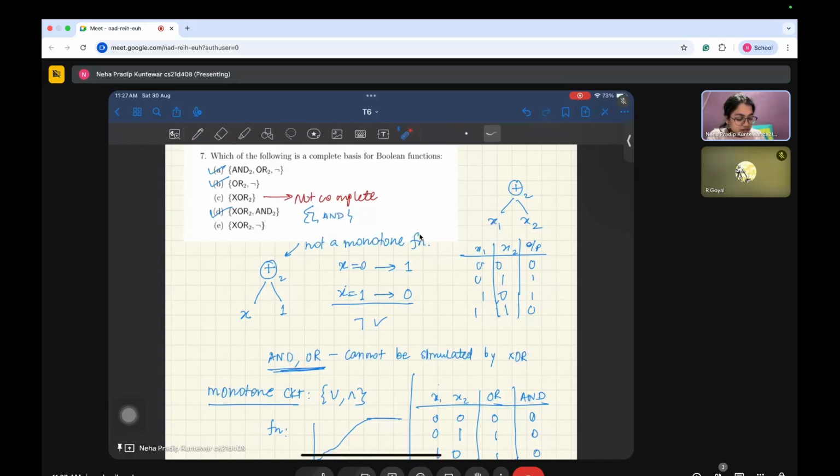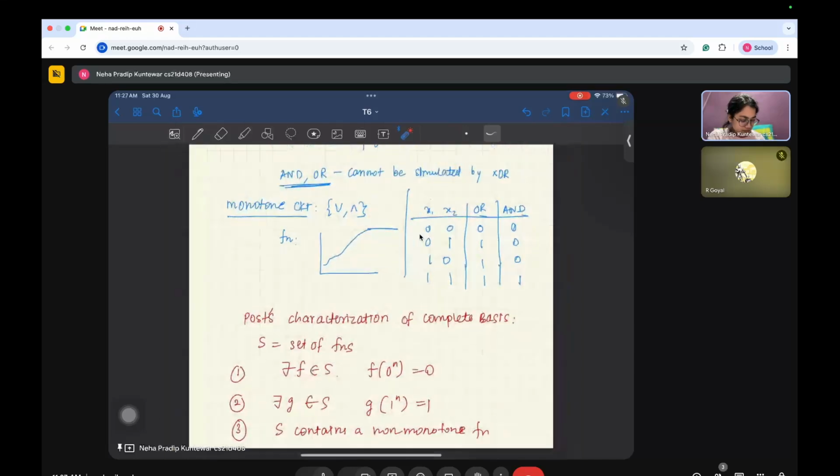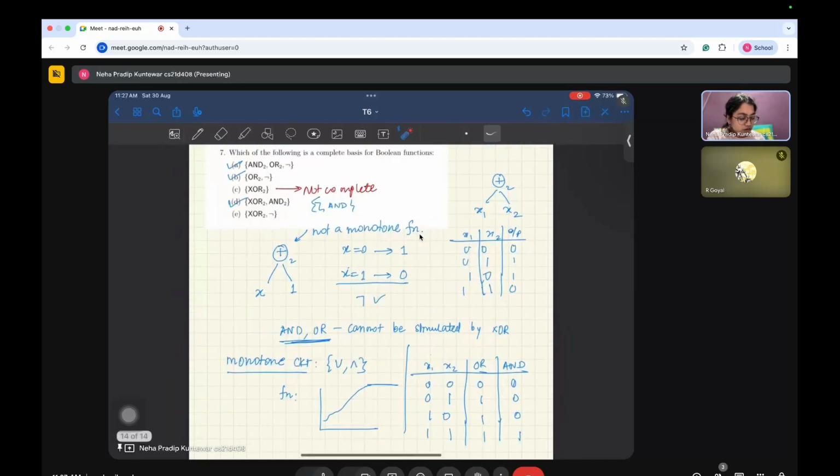Also, one thing is that here we can look into the list of properties and see that we don't have any function in the set that satisfies the second requirement, because XOR on all ones gave us a 0. So that was violated, and by invoking the characterization, you can directly say it's not complete.